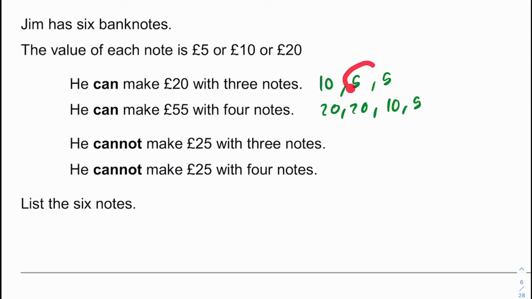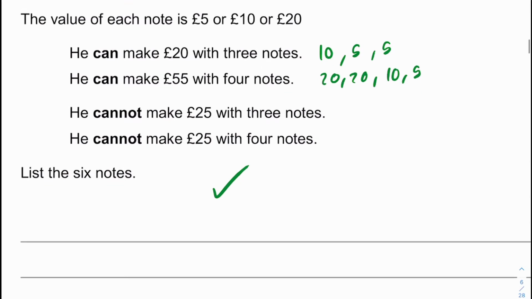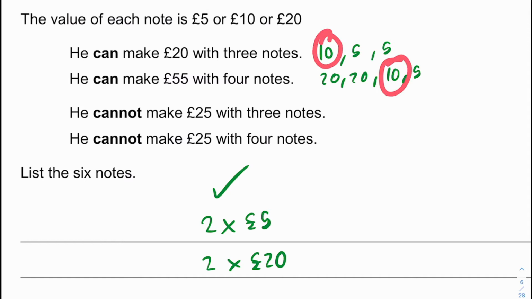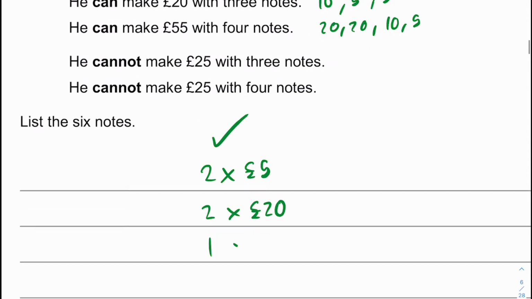So for example, we definitely need 2 5s, because for this statement to be true, he needs to have 2 5s out of the 6 notes in total. So I'll say that he needs at least 2 times 5. We can then say he needs at least 2 20s, so 2 times 20. And then there's only one 10 that occurs in both, so we can say that he needs at least 1 10. So at least one £10 note.